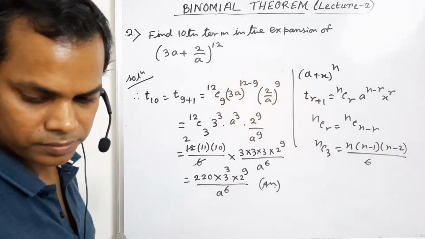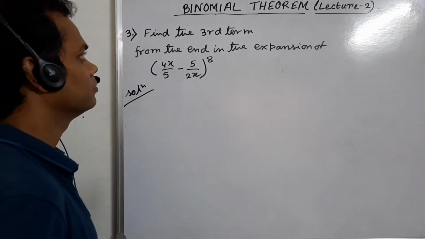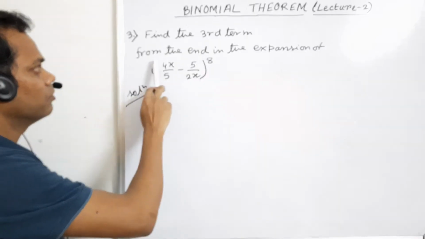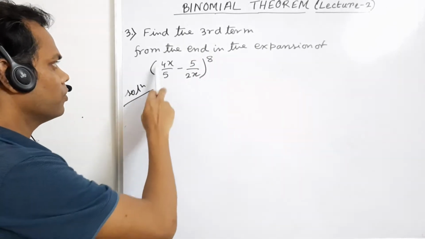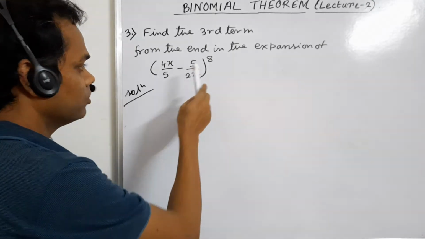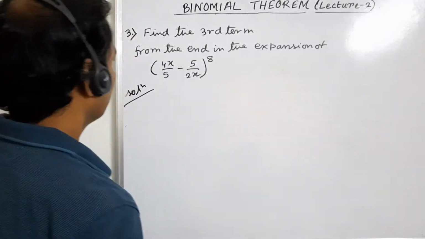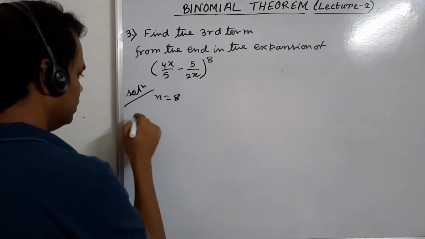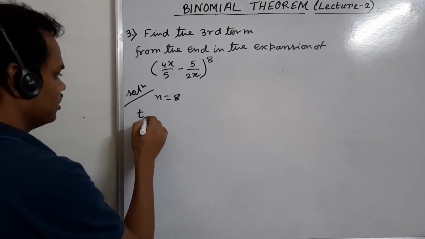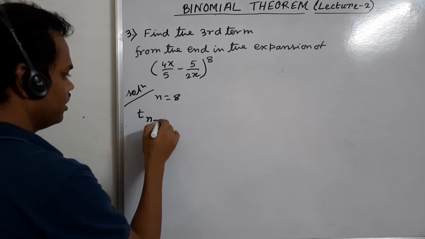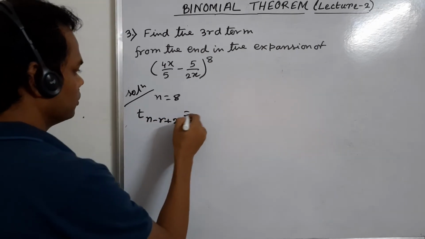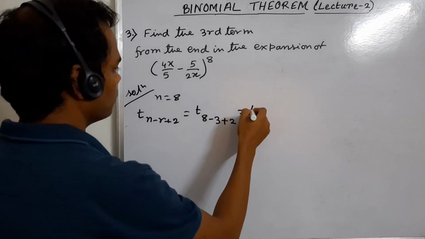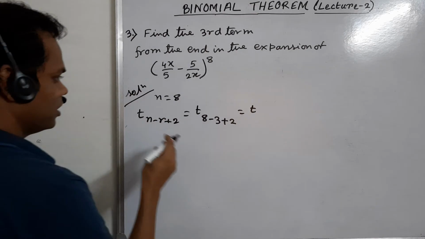The next sum, the third sum, is: find the third term from the end in the expansion of (4x/5 minus 5/2x) to the power 8. So here n equals 8. The third term from the end is equal to T(n minus r plus 2). So T(8 minus 3 plus 2), that is T(7).